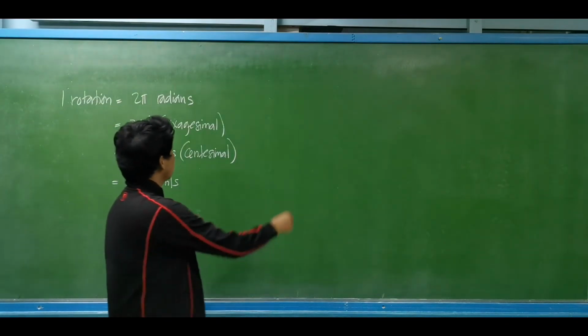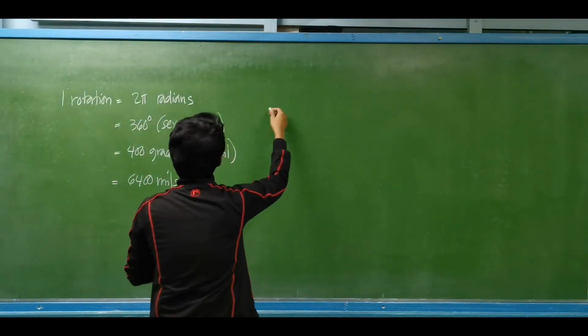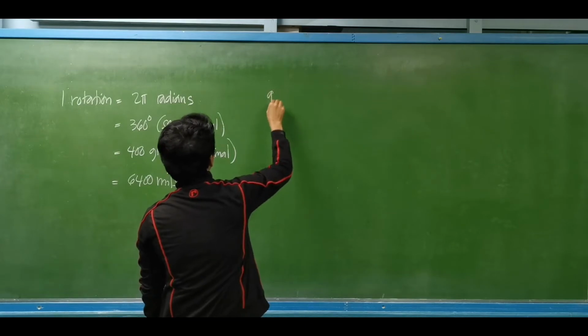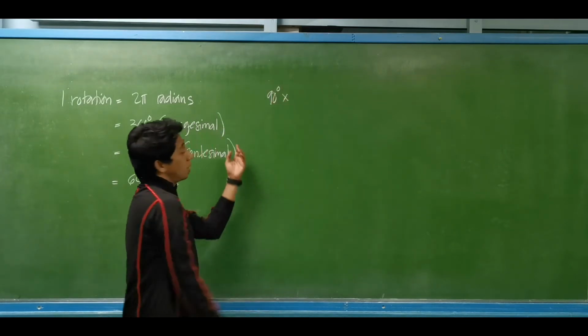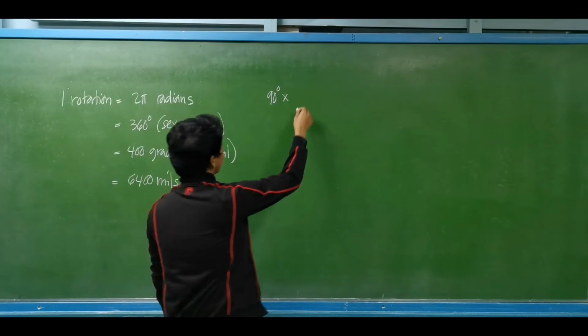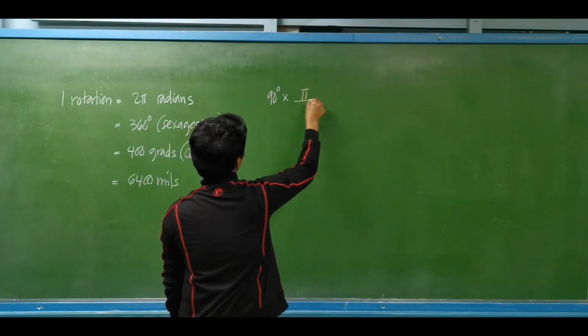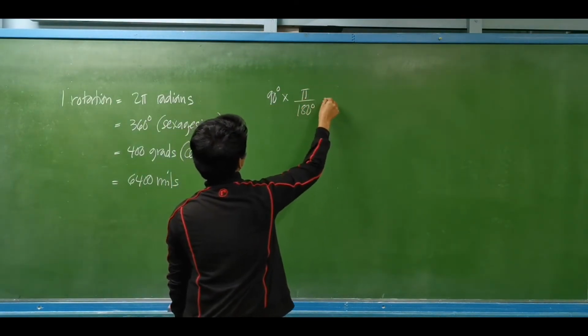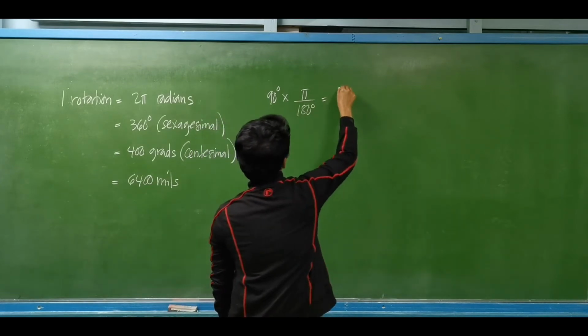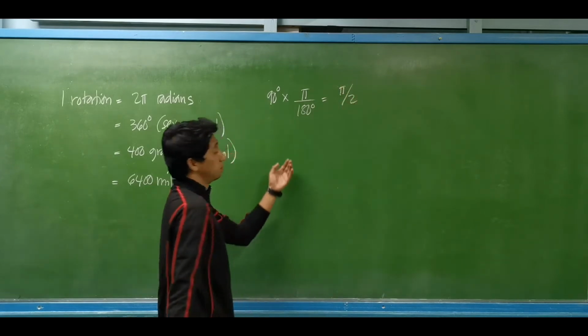For example, we are to convert, let's say, 90 degrees, and we have to convert this one to radian. All we have to do is multiply by pi divided by 180 degrees. So this is the same as pi over 2.